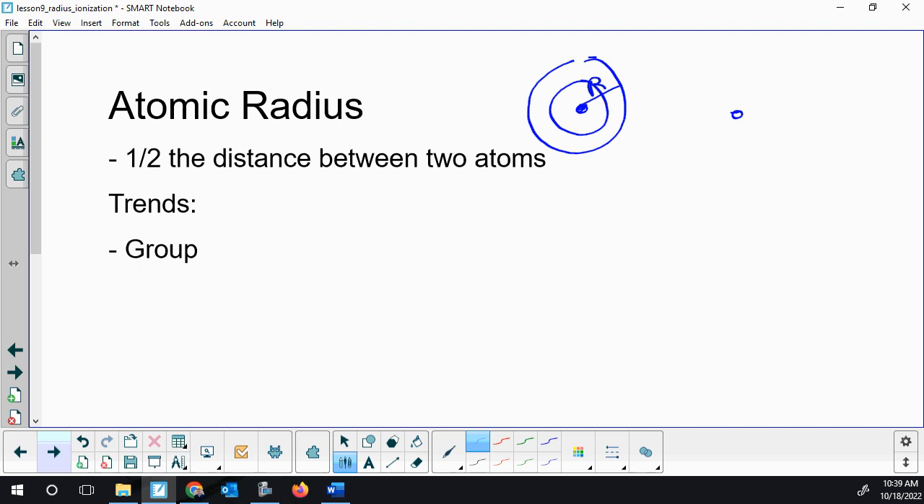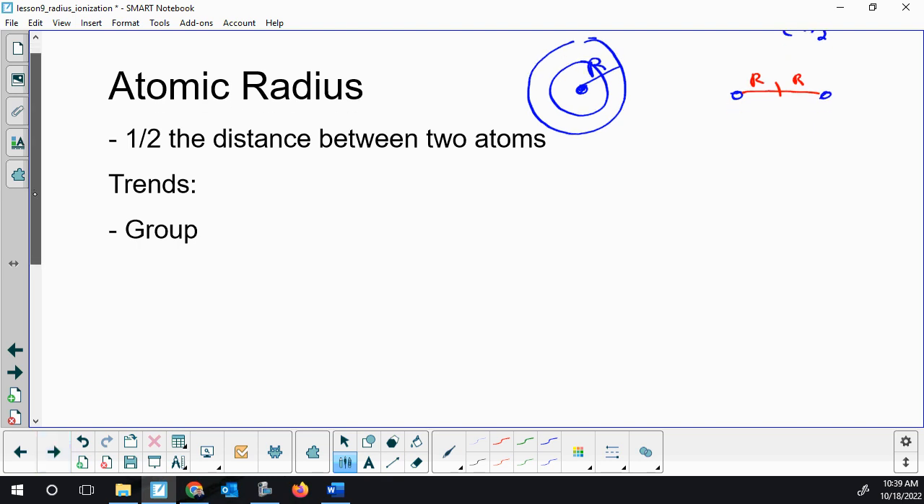diatomic element, if you have Cl2, and you've got 2 nuclei, we don't know exactly where the electrons are in between the two, but if you measure the total distance between two of them and then figure out the radius, it would be just half the distance between the two. So we can't measure where electrons are, but we can measure where two atoms are and take half the distance between the two. So that's the main way you can measure the radius of an atom.